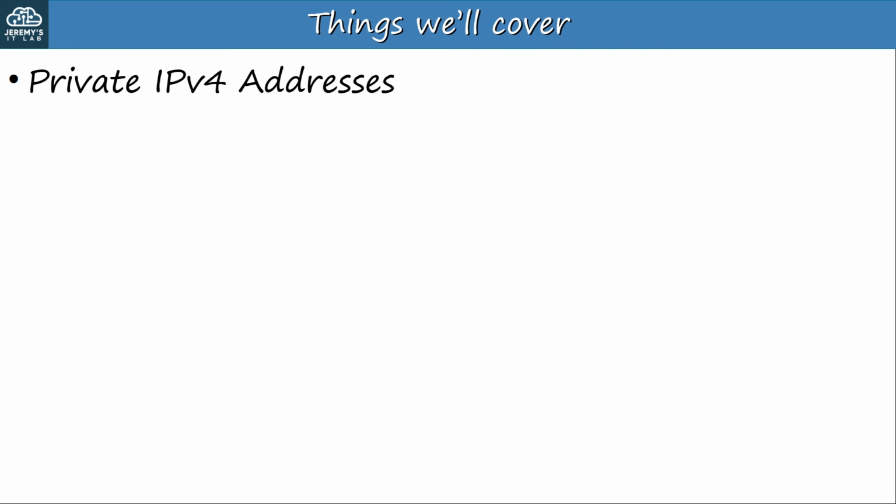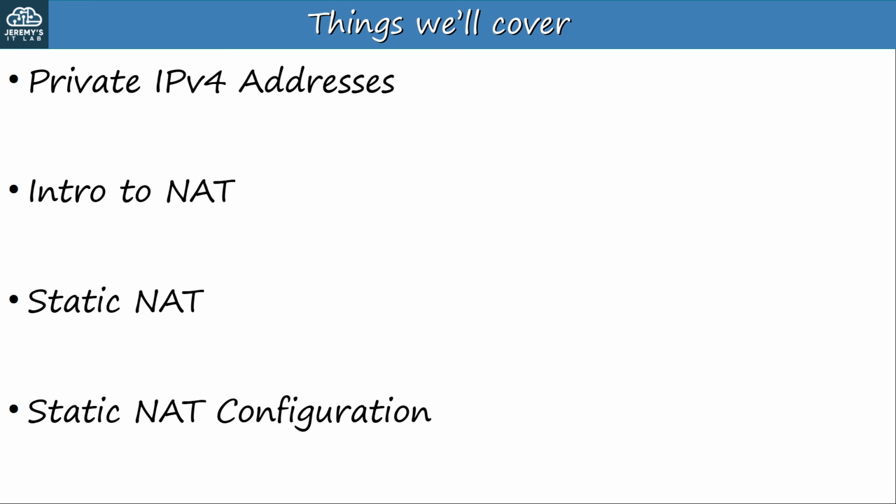Here's what we'll cover in this video. First, I'll talk about private IPv4 addresses. These are IP addresses which you are free to use in your internal networks and which don't have to be globally unique. Then I'll introduce NAT and its purpose. After that, I'll cover one type of NAT you need to know for the CCNA, static NAT, and how to configure it.